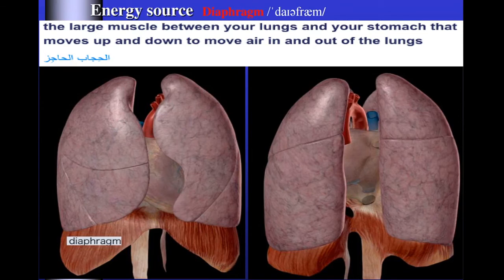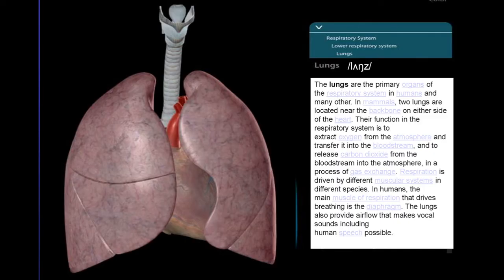It is the large muscle between your lungs and your stomach that moves up and down to move air in and out of the lungs. In Arabic, it is called hijab al-hajiz. Afterwards, we find the lungs.